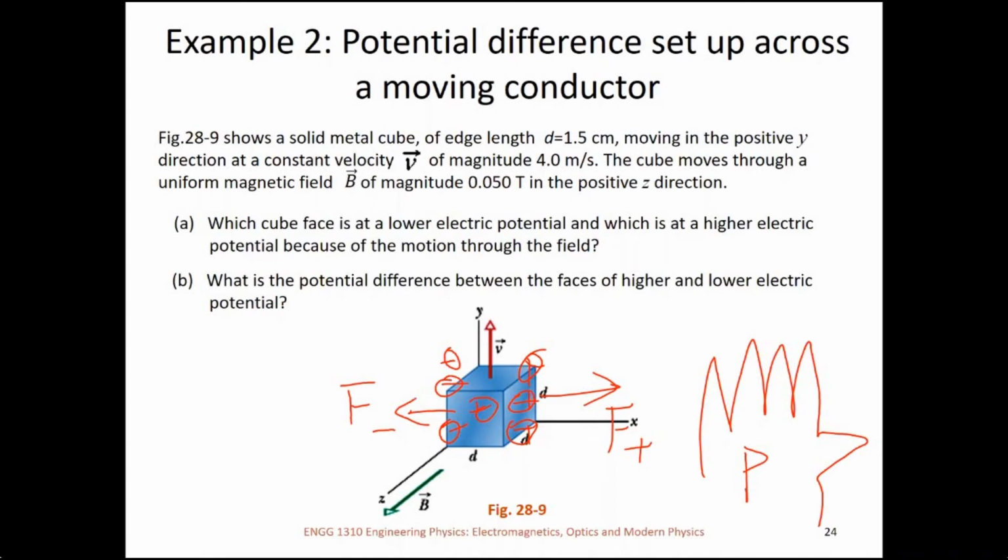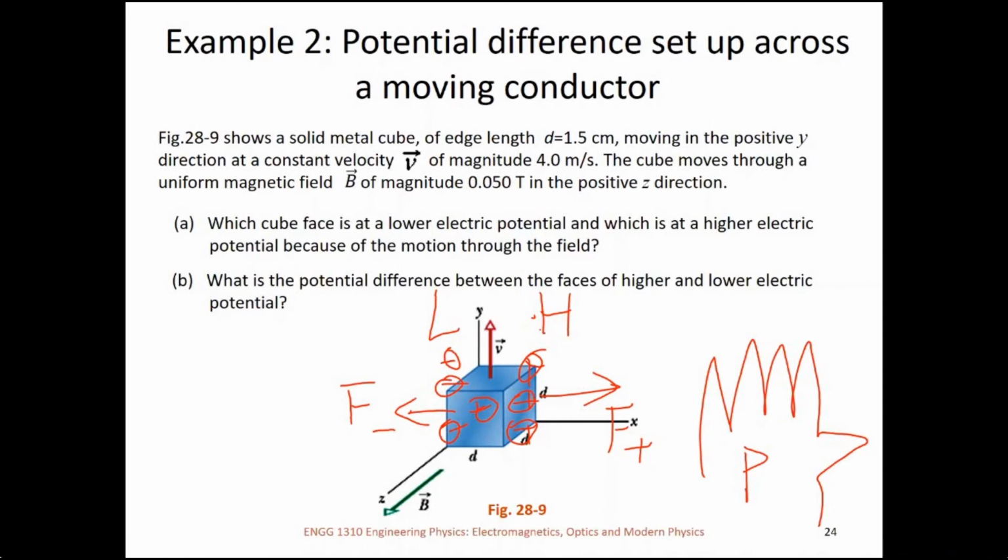In that case, we should have the right face positive charges, so the right face should have a higher electric potential. The right side is higher, the left side is lower. So that should be the correct version.